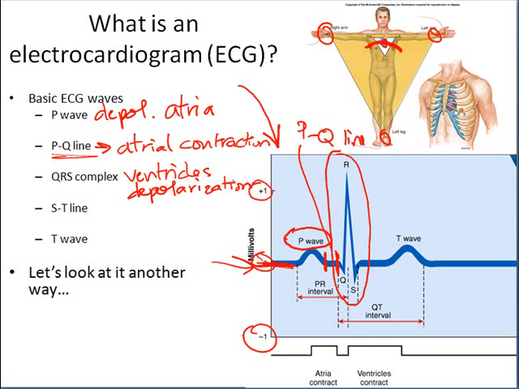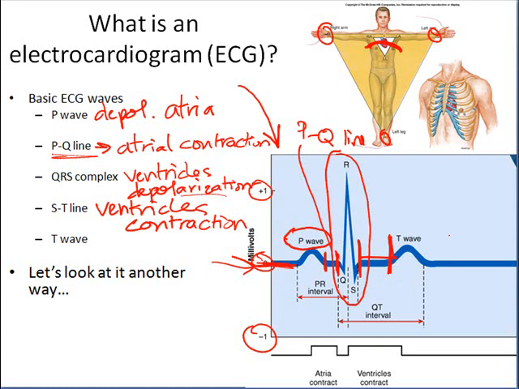After we get the ventricles depolarizing, the next thing that needs to happen is the ventricles need to contract. That contraction happens between the S and T line, or the S and T segment here. That's ventricular contraction. Again, it's a flat line. We don't have any changes of charge occurring. We've just got shortening of the muscle cells.